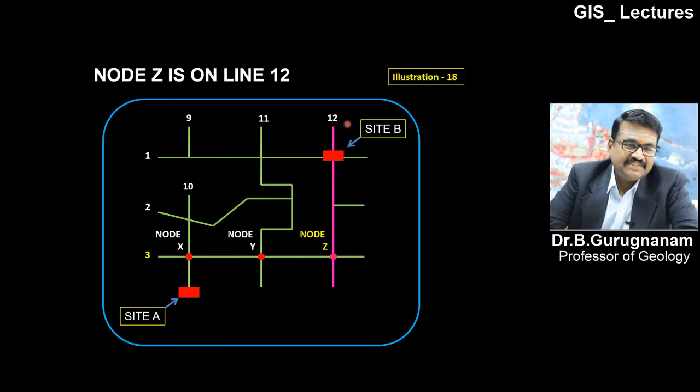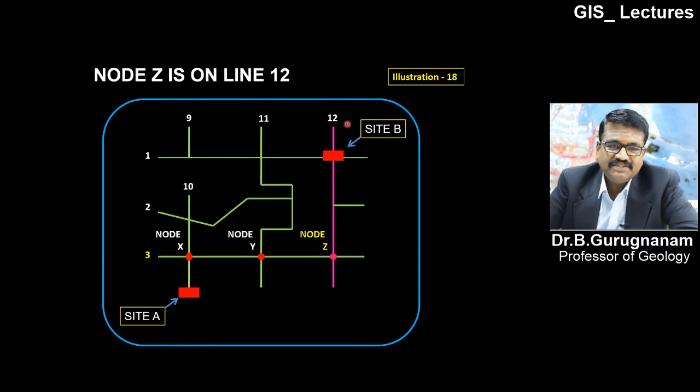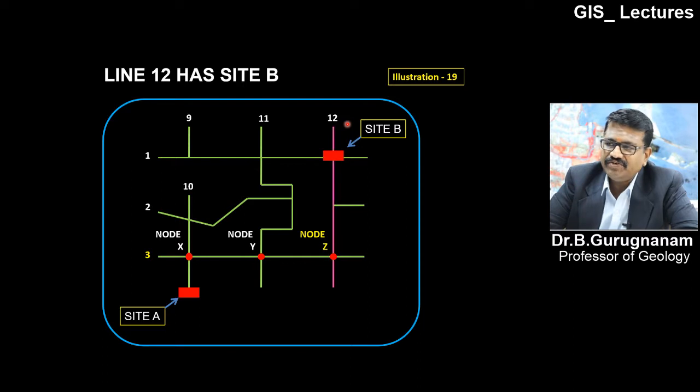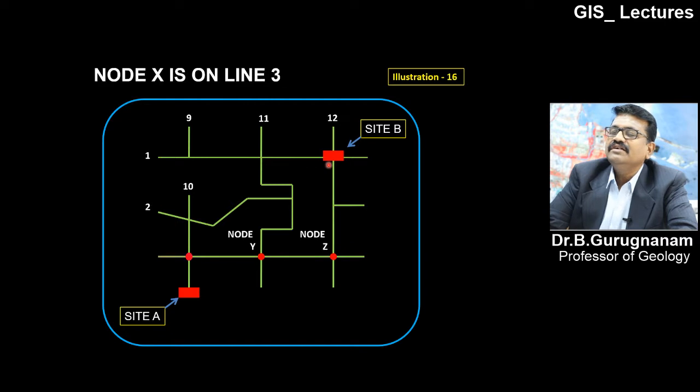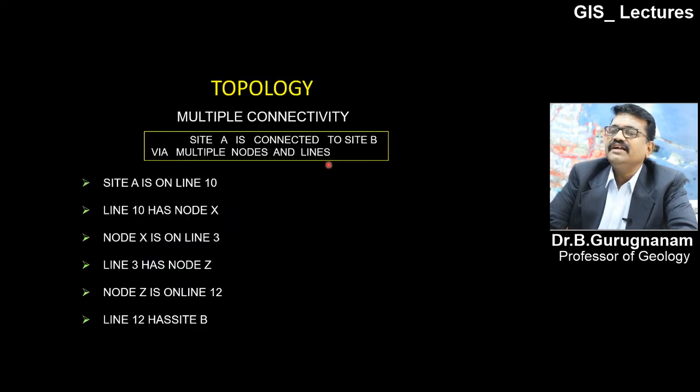You see the connections, how GIS is establishing very excellent connections, so that whatever query you put in GIS, GIS will be ready to answer. And you see that the same site B is on line 12. Site B is on line 12. Site A we have seen in the first one, site B is on, this is the network. You see this is what we have seen in the last slide.